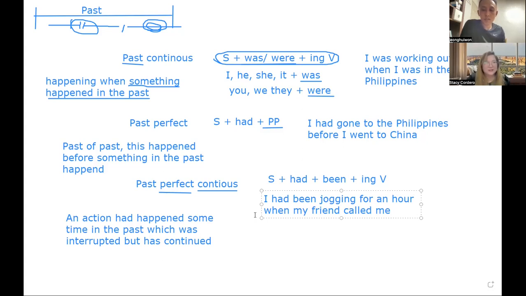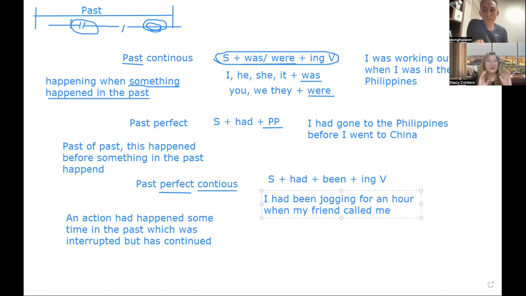Oh, very good. So what does this mean? Can you explain it to me? I was jogging in this morning for an hour, and my friend called me, and he interrupted me. Yes, that's very good. So you stopped jogging, right? Because he called you.